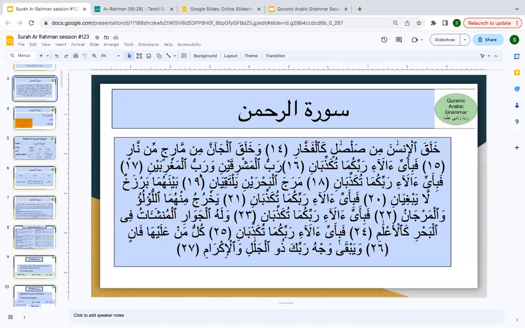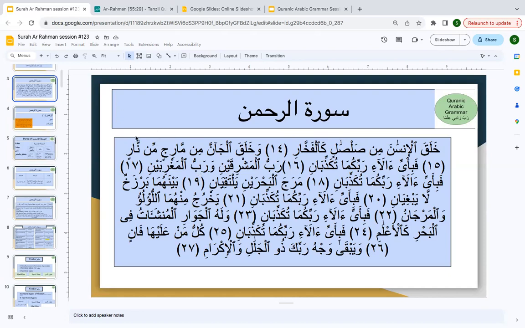But when something is like jar wal majroor or a sentence, is it taking the place of something that was jar there? Did it take the place of something that was supposed to be jar? Yes or no? No, it did not. If a sentence is coming as a sifa, whatever the status of the mausuf is, the status of the sentence will be the same. However, because it's a whole sentence or a fragment, it takes the place. It is in place of a jar ism, right?